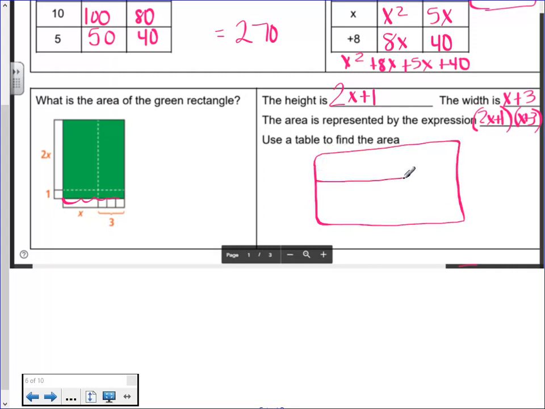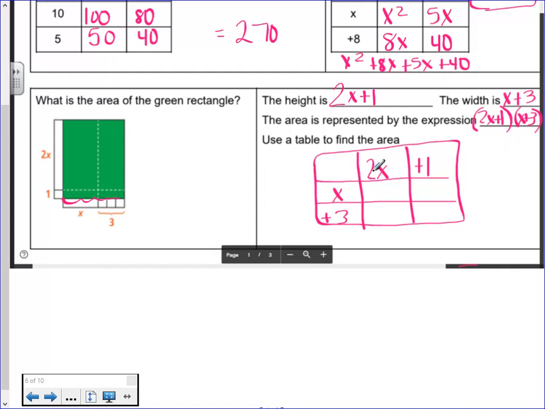Try your best. It doesn't have to be perfect. 3 rows this way, 3 rows this way. So up at the top, this one would be x, and this would be plus 3. So you could put a positive 3. This one you're going to use the height, 2x, and then you'd have a plus 1. You could put a plus 3 here if you wanted to, because that's what the equation said to do.